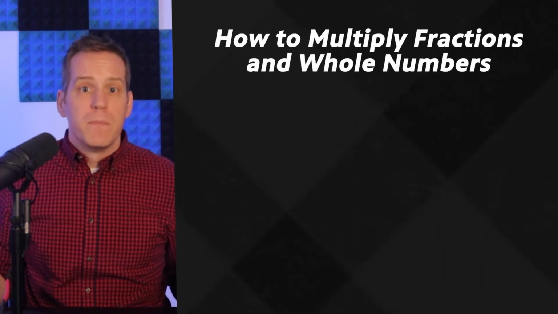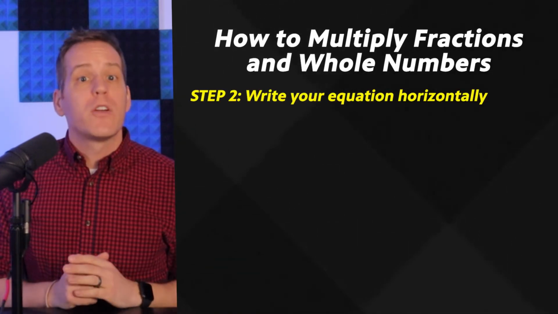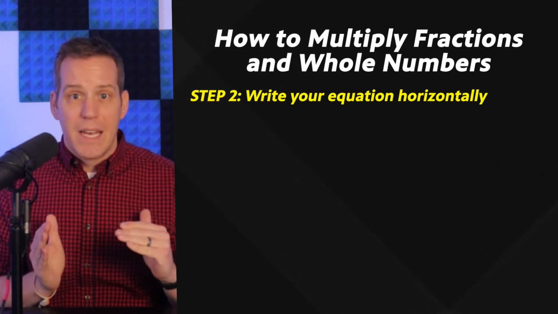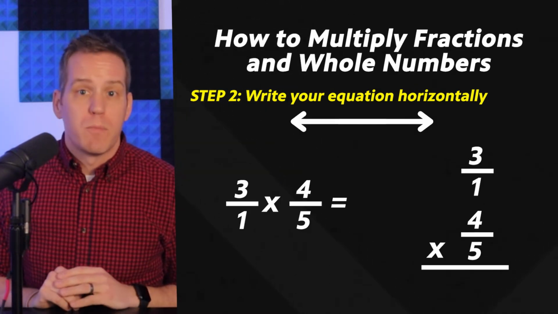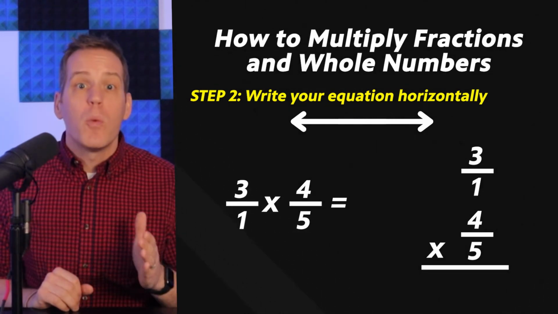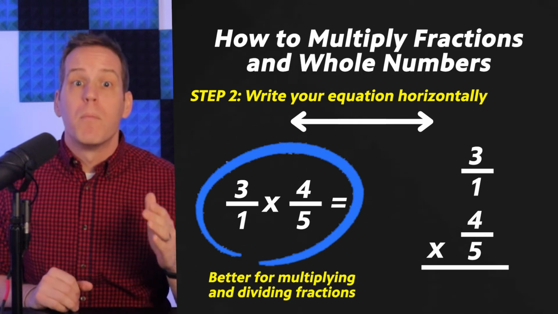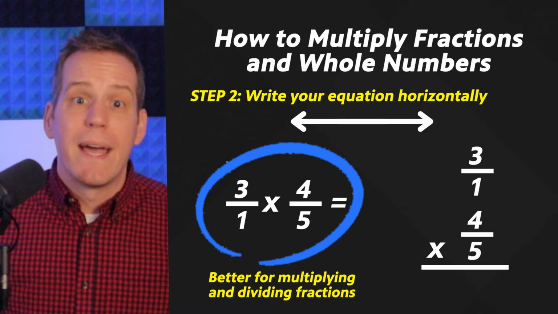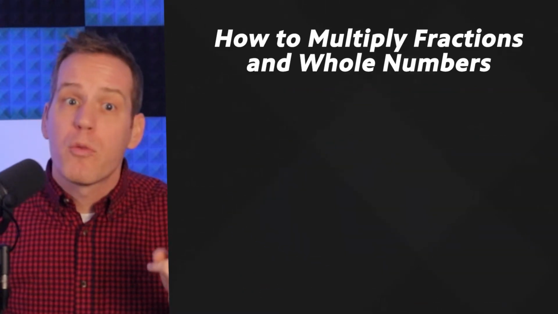Now let's do step 2. Step 2 says to write your equation horizontally. That means side to side. You don't want to set up your multiplication problem vertically or up and down if you're dealing with fractions. You always want to write a fraction or mixed number multiplication problem horizontally. And the reason for that is because it helps you with step number 3.